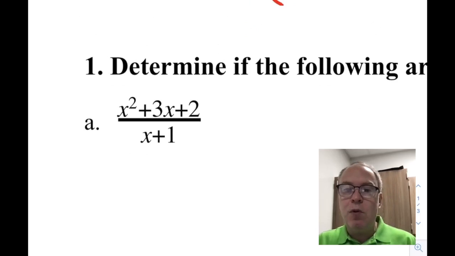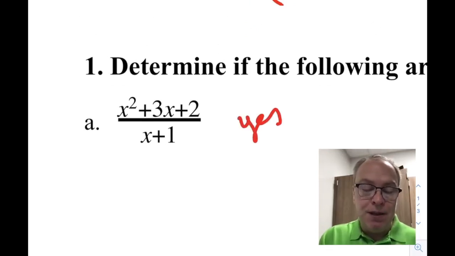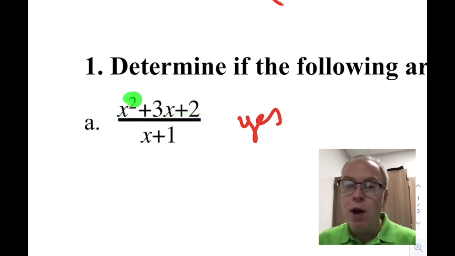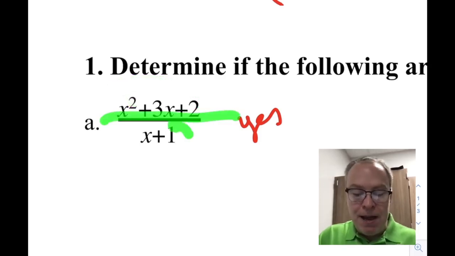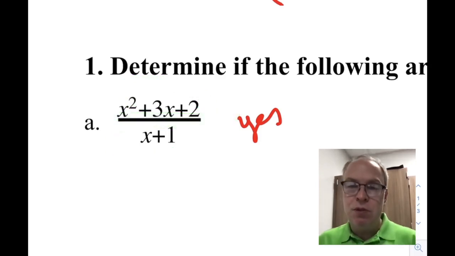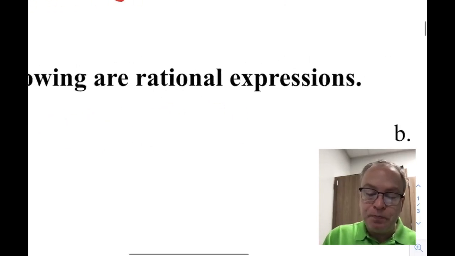So the question says, determine if this is a rational expression as defined by what we've talked about. And it would be yes, because this is a trinomial, degree 2, right? It's called a quadratic. And we're dividing by a binomial, which is degree 1. Okay, we can do that. That's called a rational expression, what you're looking at here.